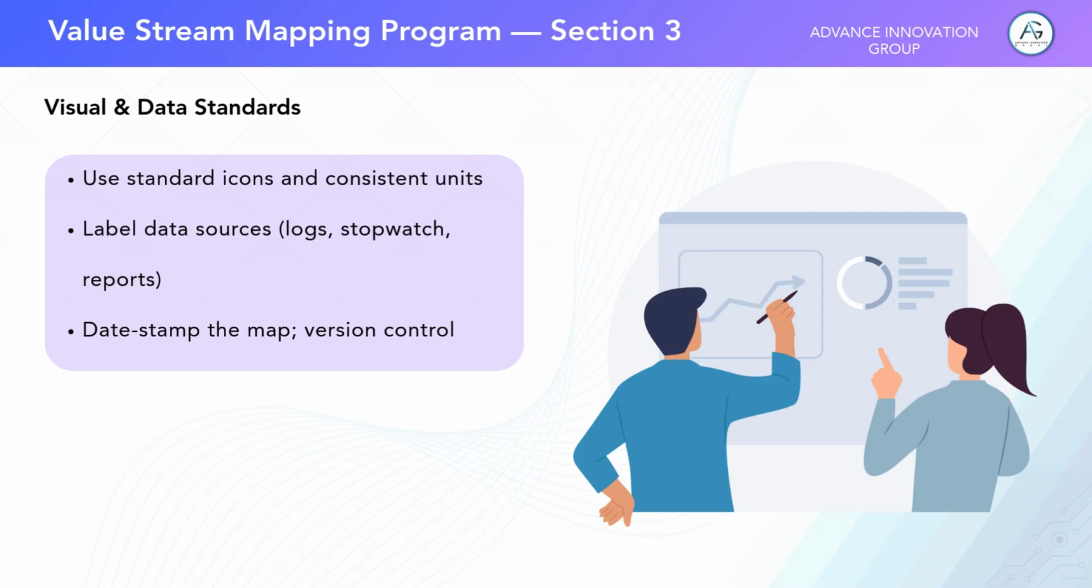This slide emphasizes the importance of maintaining visual and data standards in value stream mapping. Always use standard icons and consistent units so that anyone can easily read and compare maps. Clearly label your data sources, whether the information came from logs, stopwatch studies, or reports, to ensure traceability. Finally, always date stamp your maps and maintain version control so future teams know which version reflects the current state. This helps sustain credibility, accuracy, and consistency in improvement projects.